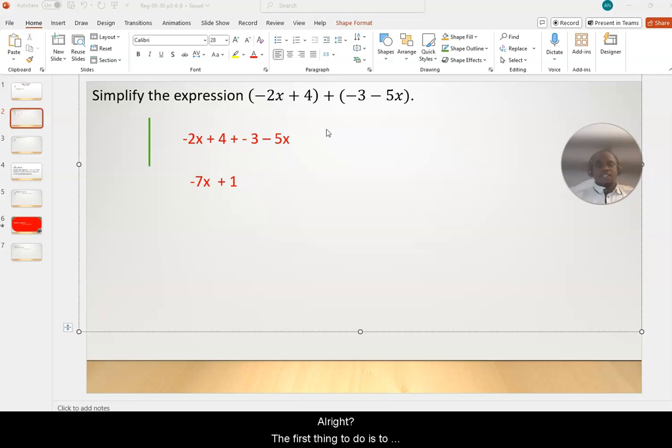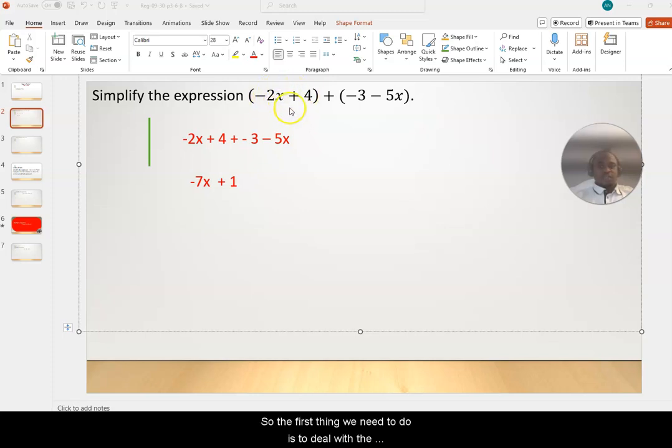Alright, the first thing to do is to group the like terms. What are the like terms here? You see that you have negative 2x, you have negative 5x. Alright, these are like terms. Then we have the constant here, plus 4 minus 3. So the first thing we need to do is to write this one again. Even though it's in the bracket, we make use of BODMAS here. We have plus here, so we cannot use the distributive property here.